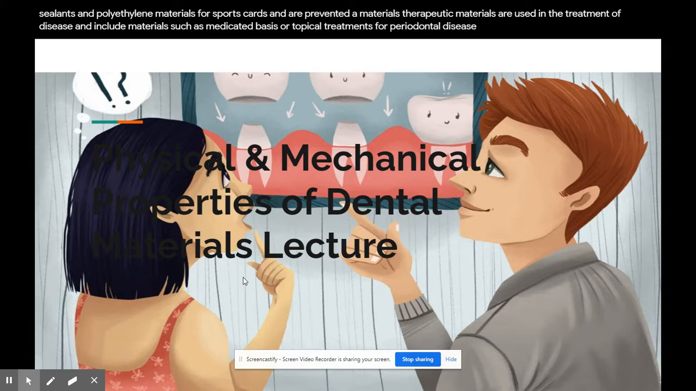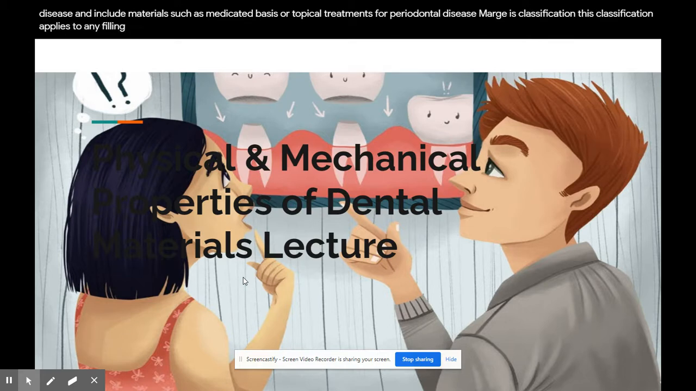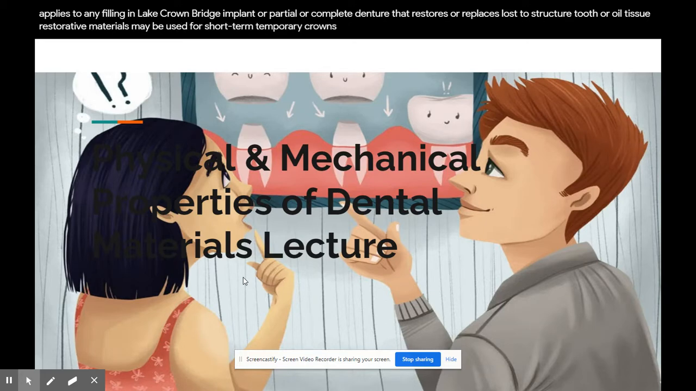Restorative materials represent the largest classification. This classification applies to any filling, inlay, crown, bridge, implant, or partial or complete denture that restores or replaces lost tooth structure, tooth, or oral tissue. Restorative materials may be used for short-term, temporary crown cements, or for long-term, permanent restorations, prosthetic implants, or orthodontic appliances.